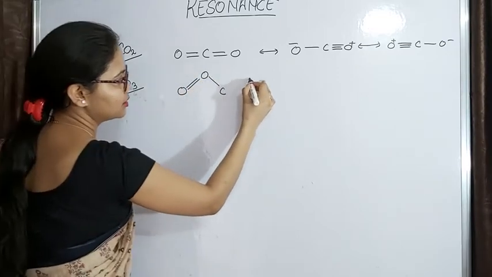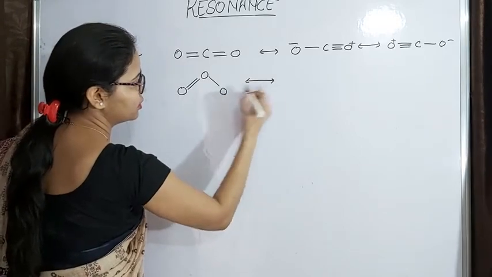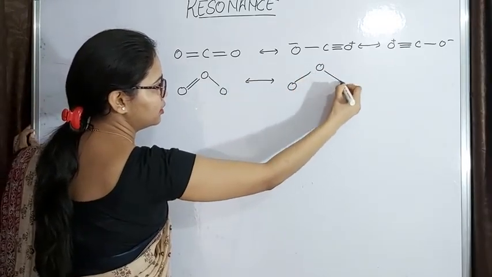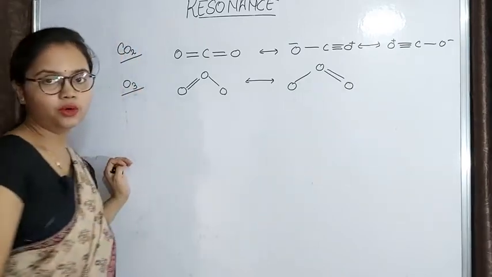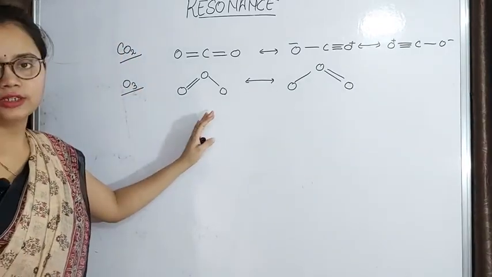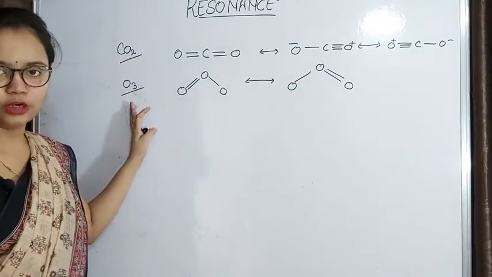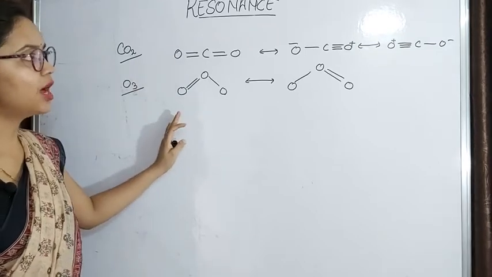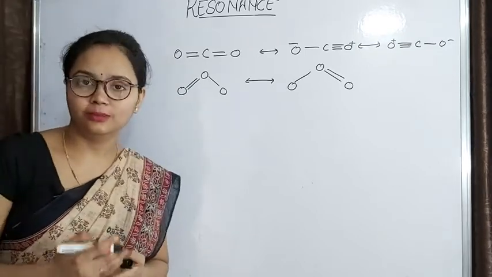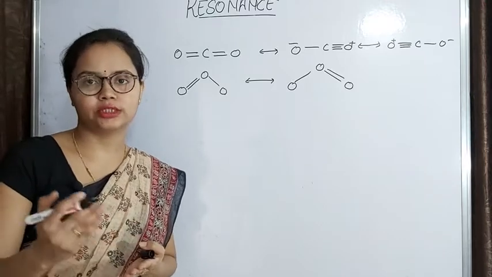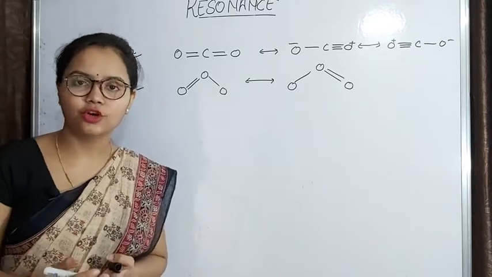we can do this like this, or like this. So these two are the possible structures of atoms in the ozone molecule. This is how, by drawing more than one Lewis bond structure, we can represent the structure of a molecule.